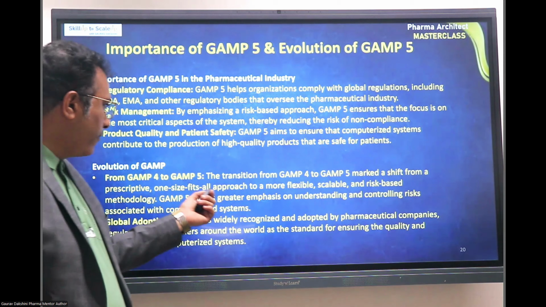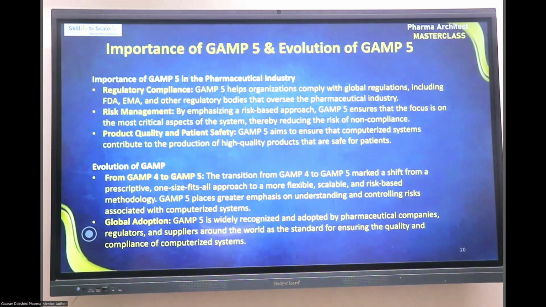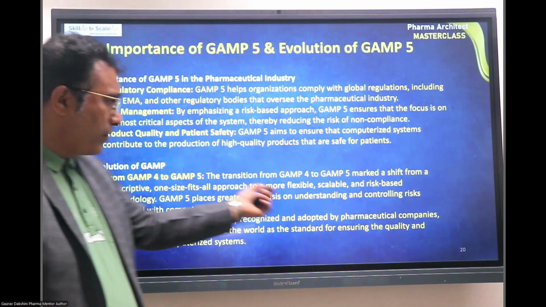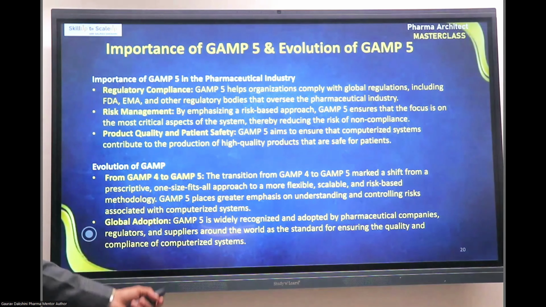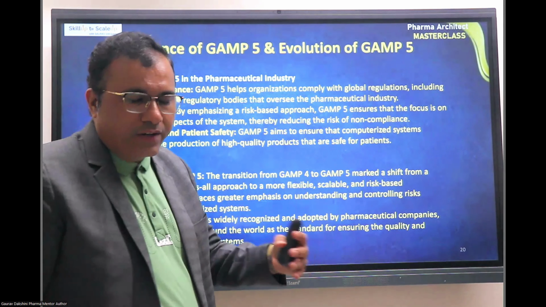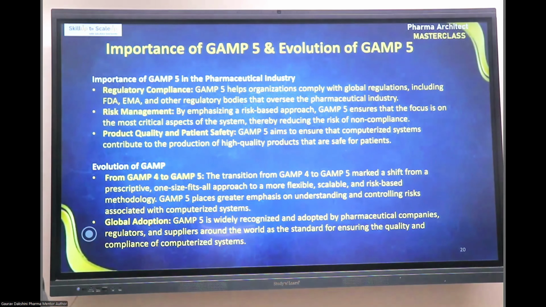Evolution from GAMP 4 to GAMP 5, the transition has happened with a remarkable shift from the one-size-fits-all solution to the risk-based approach. So 4 to 5, it was a risk-based approach, and that is how it has happened.